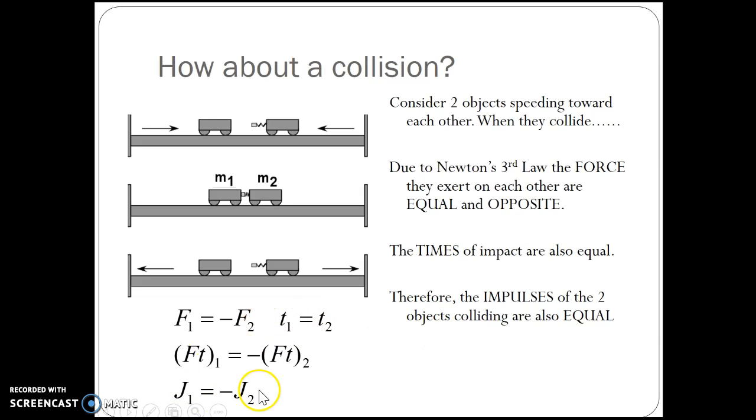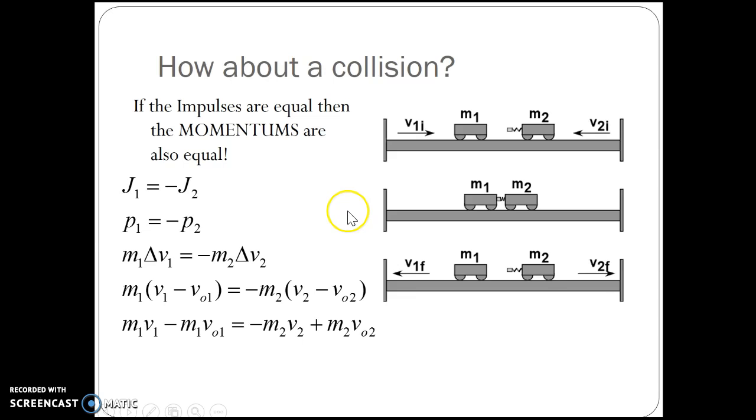So therefore, their impulses must also be equal on each other, but they are in opposite directions. So we have a negative sign there. If the impulses are equal and opposite, the momentums must be equal and opposite, right? Remember the definition of momentum: mass times velocity. And I'm sorry, this actually says momentum 1 equals negative momentum 2.